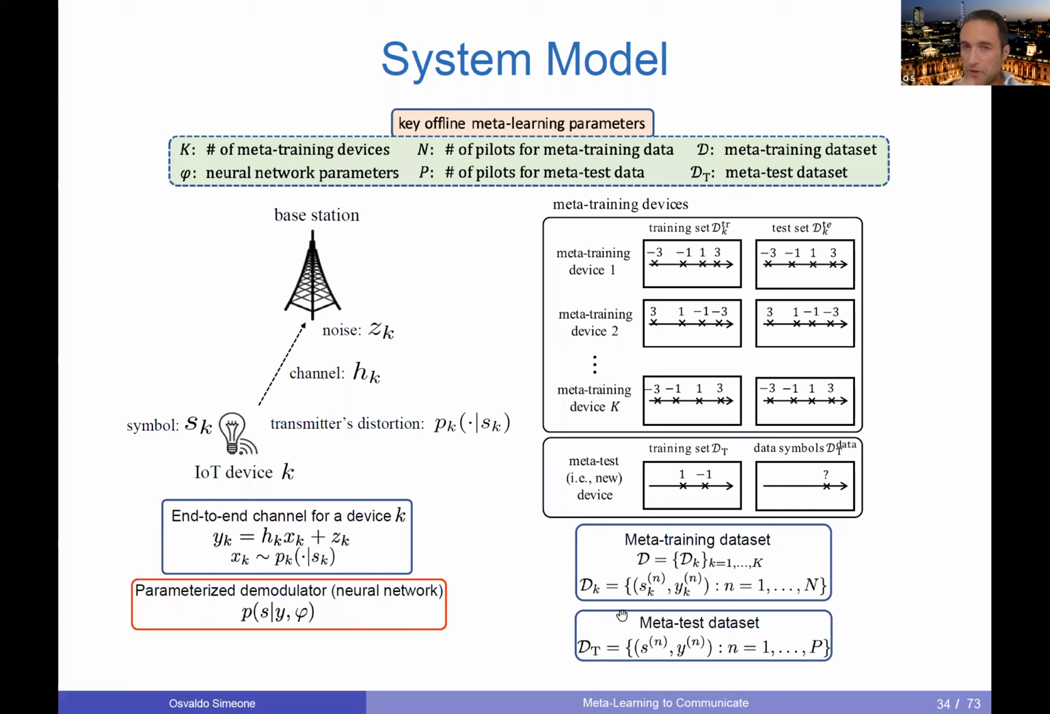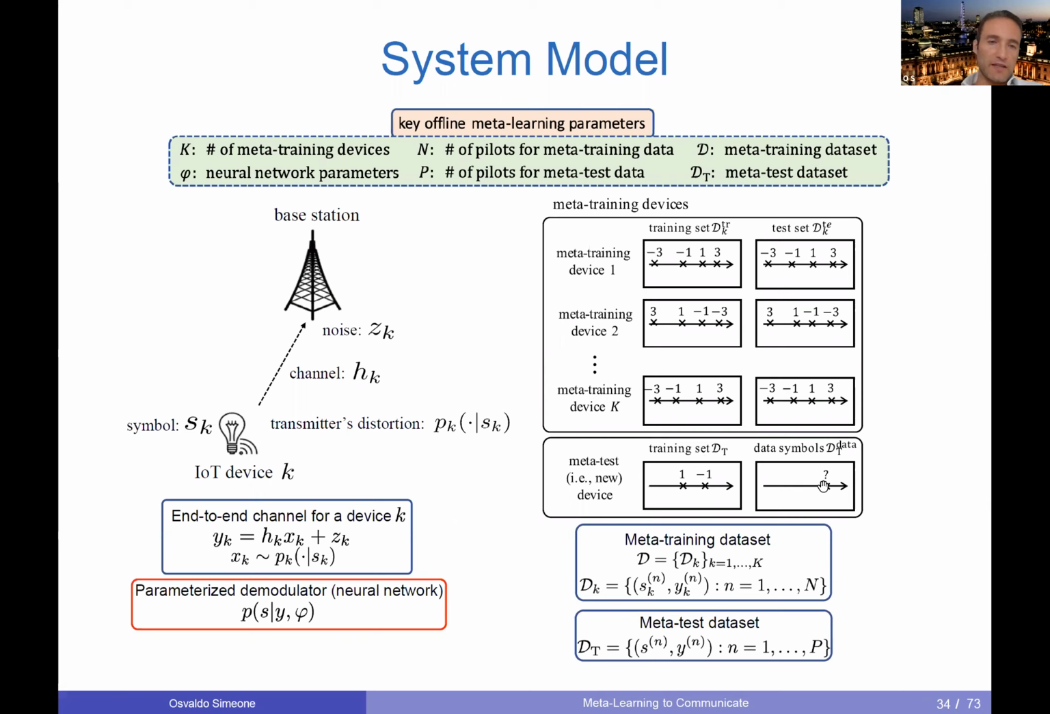And so for this purpose, we are going to assume that apart from the new device, which we observe at deployment time, at test time, and from which we get some pilots, and for which we want to detect some data symbols.